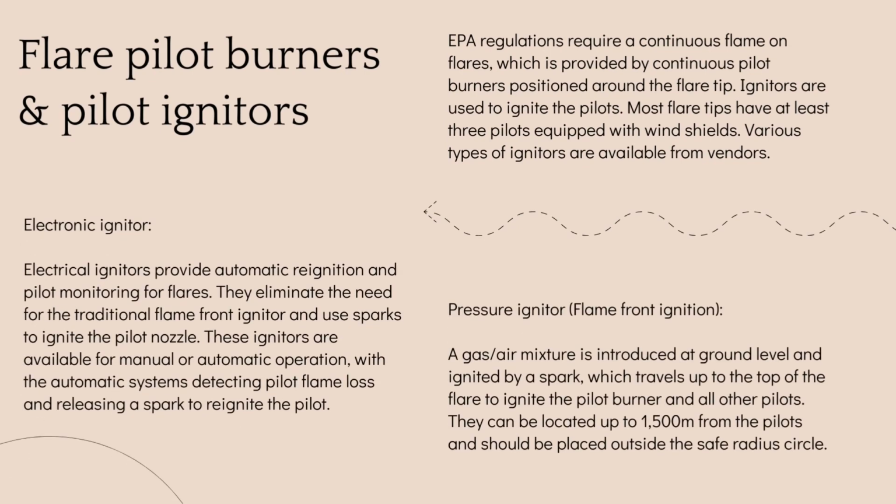Flare pilot burner and pilot igniter. As per EPA regulation, a continuous flame on the flare is required, which is provided by continuous pilot burners positioned around the flare tip. Igniters are used to ignite the pilot. Most flare tips have at least three pilots equipped with a windshield, and various types of igniter are available based on the vendor. The most common ones are flame front ignition and electric igniter.